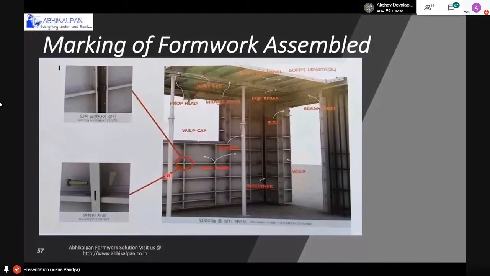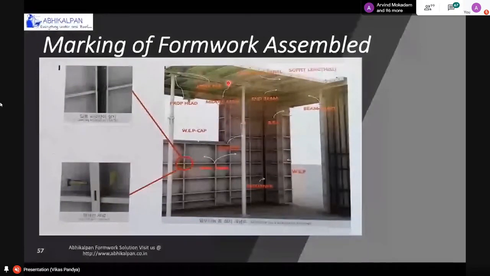This activity is very important. By doing this activity, we will definitely save time for the further slabs. As you can see in this picture, the entire assembly is ready. This is the full height wall panel. This is a panel with sill level. This is called a prop. This is the middle beam. This is the end beam, prop head.